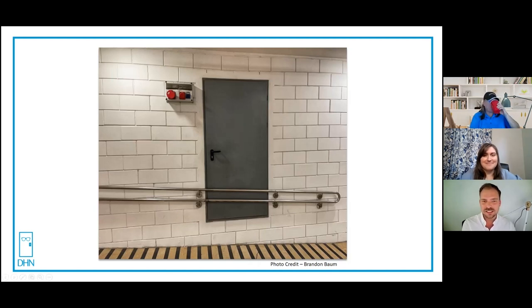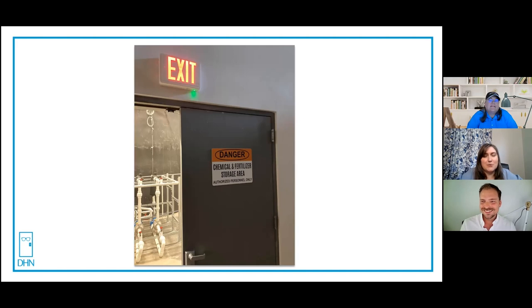Okay, we'll jump into the next one. So they're storing chemicals and fertilizer at the exit? Imagine running through this building in the case of an emergency and you came across this danger sign. You're like, whoa, wait a second. Maybe I shouldn't go in there, even though it says that's where the exit is. I definitely think paths of egress should not be confusing.